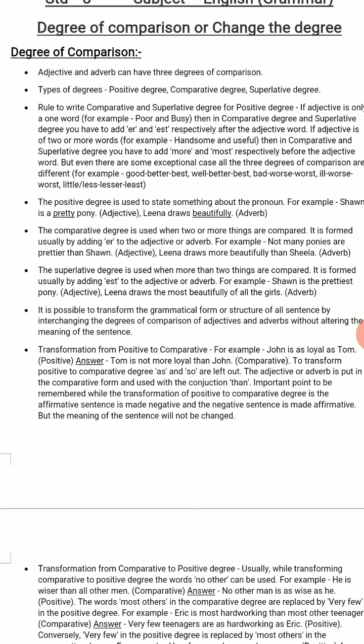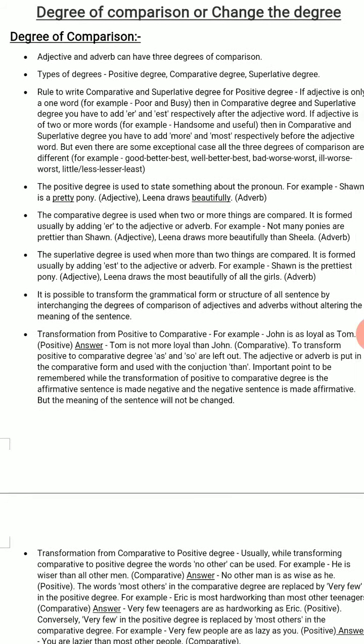The first point that we saw in this session was the basic rule for changing the degree of comparison. Second, adjective and adverb can have three degrees of comparison: positive, comparative and superlative. Second point, the positive degree is used to state something about the noun or pronoun. Third point, the comparative degree is used when two things are compared. It is formed usually by adding -er to the adjective or adverb.